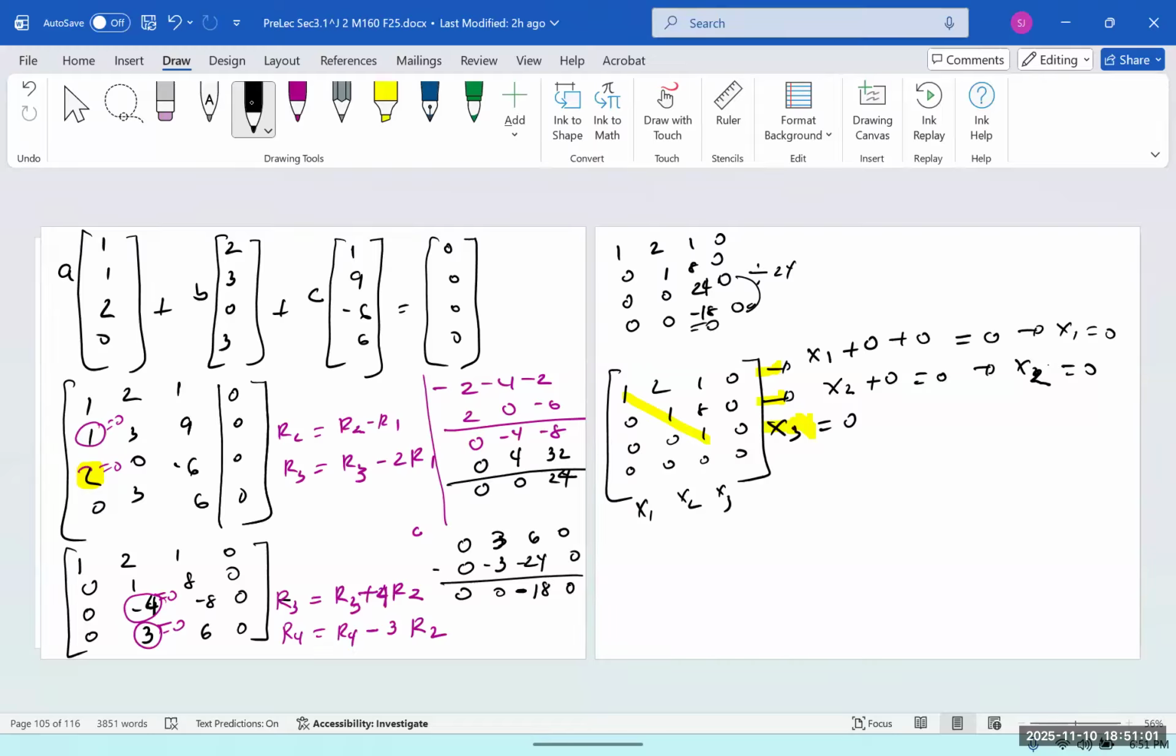Right? If x3 is 0, that means this is also 0, because 0 times anything is 0. If x2 is 0 and x3 is 0, so multiply this by 0, multiply this by 0, you get x1 is 0. So we found all x1, x2, x3 are 0, so they are linearly independent. x1 0, x2 0, x3 0 tells us v1, v2, and v3 are all linearly independent.